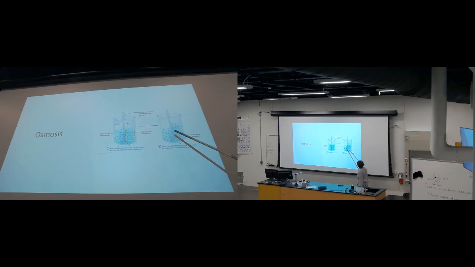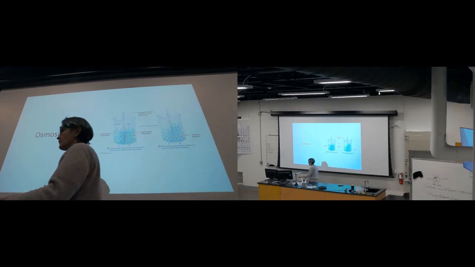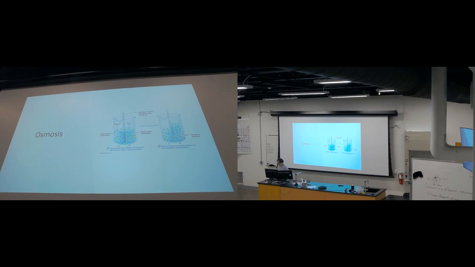So then with time, compartment A will lose water, and compartment B will gain water. So this column will become shorter, and this one taller, until you reach the same concentration of water. So in ratio, these solutes will be at the same ratio with water as in here. So these molecules stop moving until you reach an equilibrium.